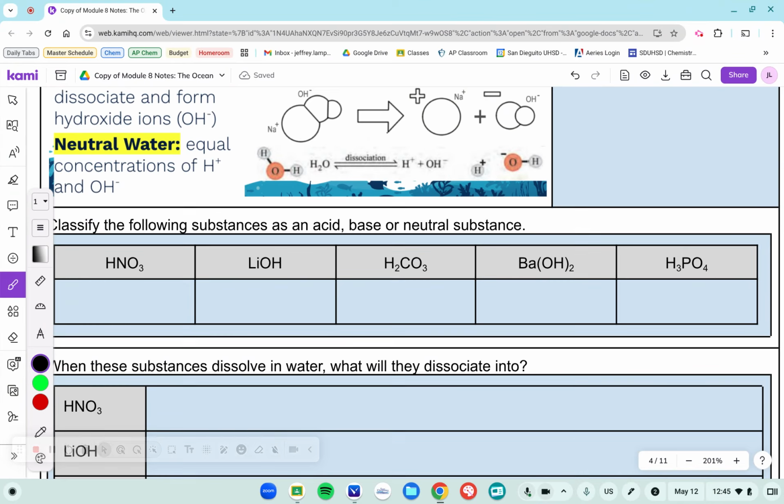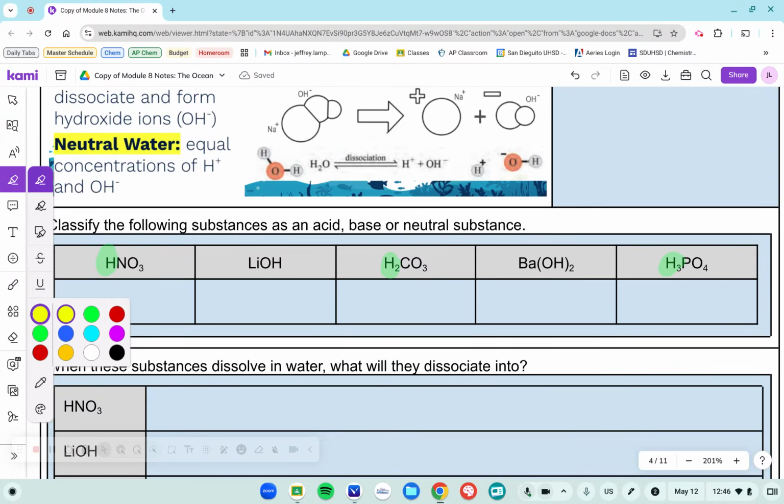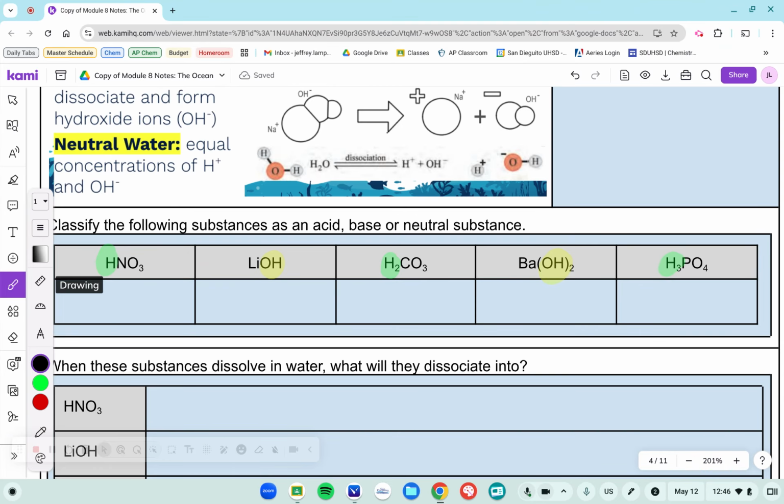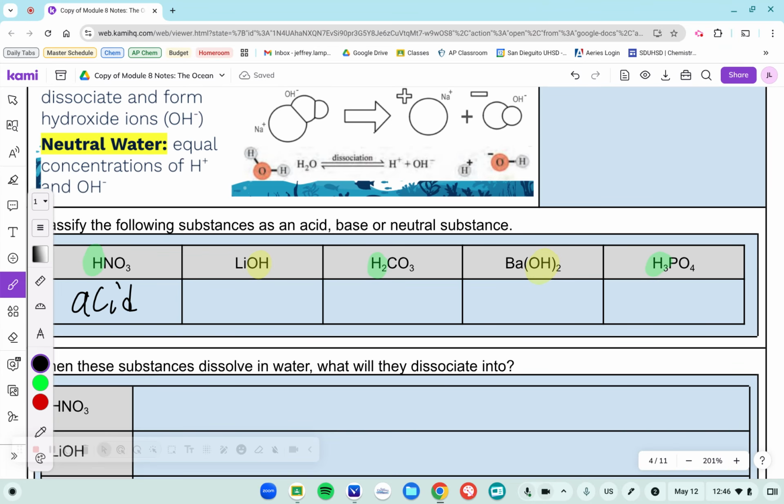All right, let's go ahead and go over our answer here. Something hopefully you noticed as you were looking at each of these is that some of these chemicals start with an H, and other ones have an OH in them. So the ones that start with H, what do you think those are? Acid or base? Acid, right? So this is an acid, this is an acid, and this is an acid.